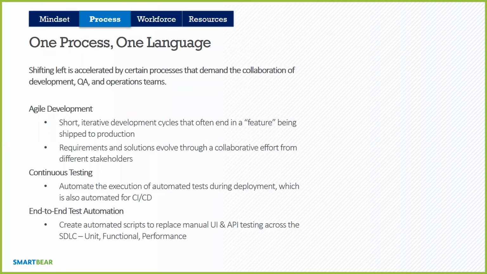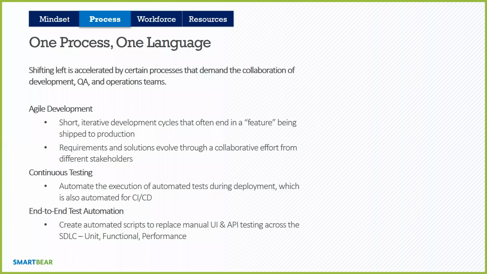And the next one is a change to your process. So you want to create one process, one language for all of those stakeholders involved. And this usually is really accelerated by certain processes like agile development, like continuous testing, like end-to-end test automation, because all of those processes and those trends that are occurring are really demanding the collaboration of product, of development, of QA, of operations to be successful.